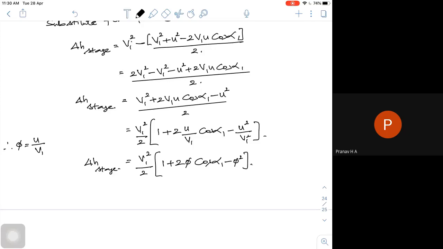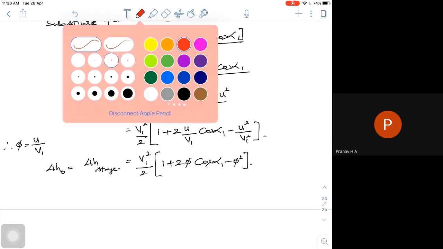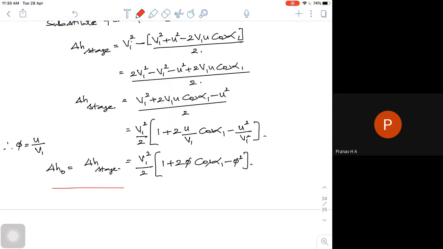Sometimes they call this the corresponding delta H naught, that is the stagnation enthalpy change or stage enthalpy change. That is the derived expression for this particular thing. The previous thing was for the work done.